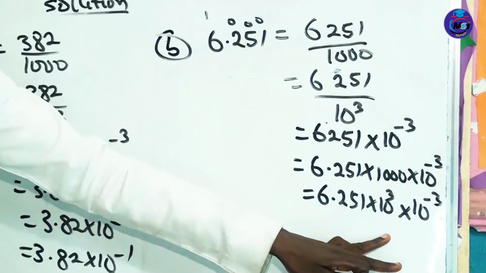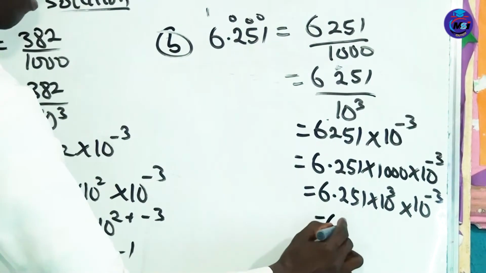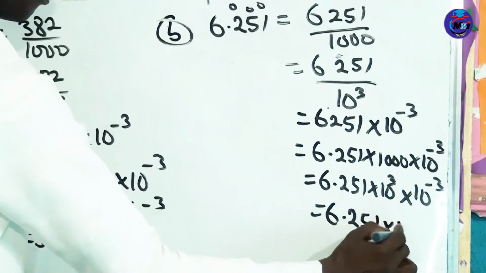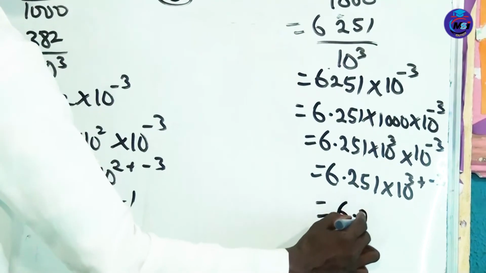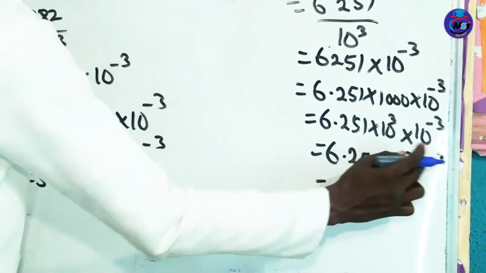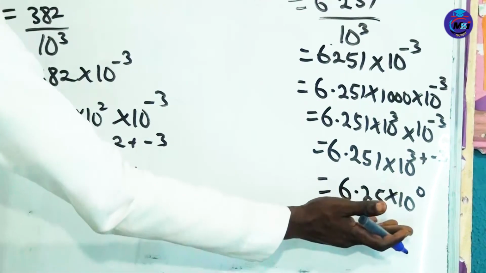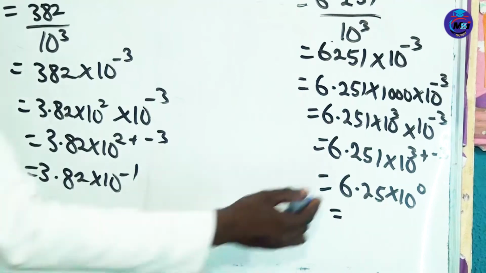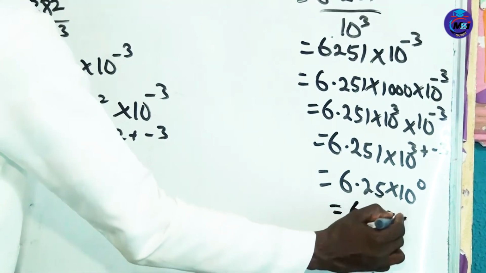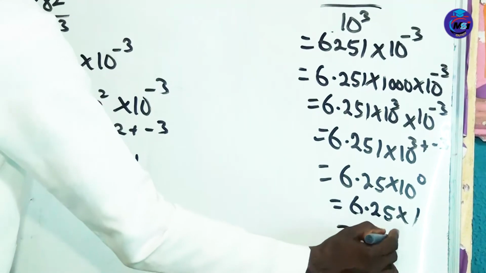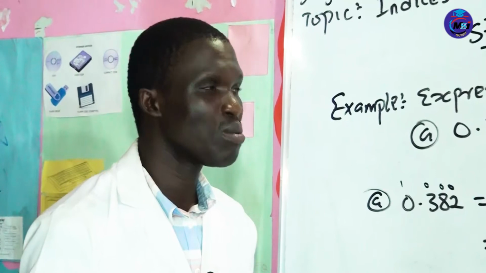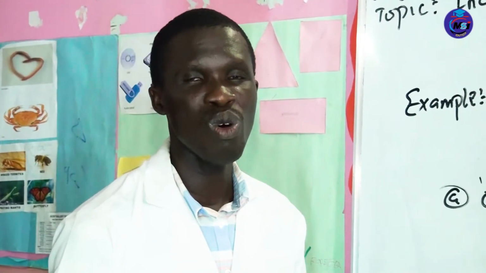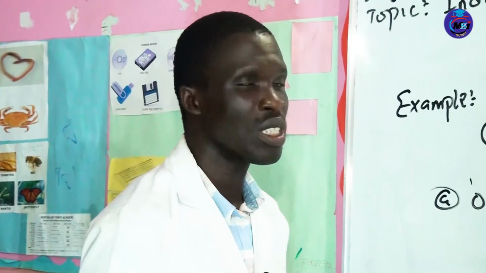So you apply the first law of indices here. You are going to have 6.251 times 10 raised to the power 3 plus minus 3. This will give us 6.251 times 10 raised to the power 0, since 3 minus 3 is 0. So you can leave your answer like this, and if you want to write it, it can also be 6.251 times 1, which will give you 6.251. So this is what we call standard form. You can apply this to any question given to you. The most important thing you need to know is all the laws that guide each of these questions.